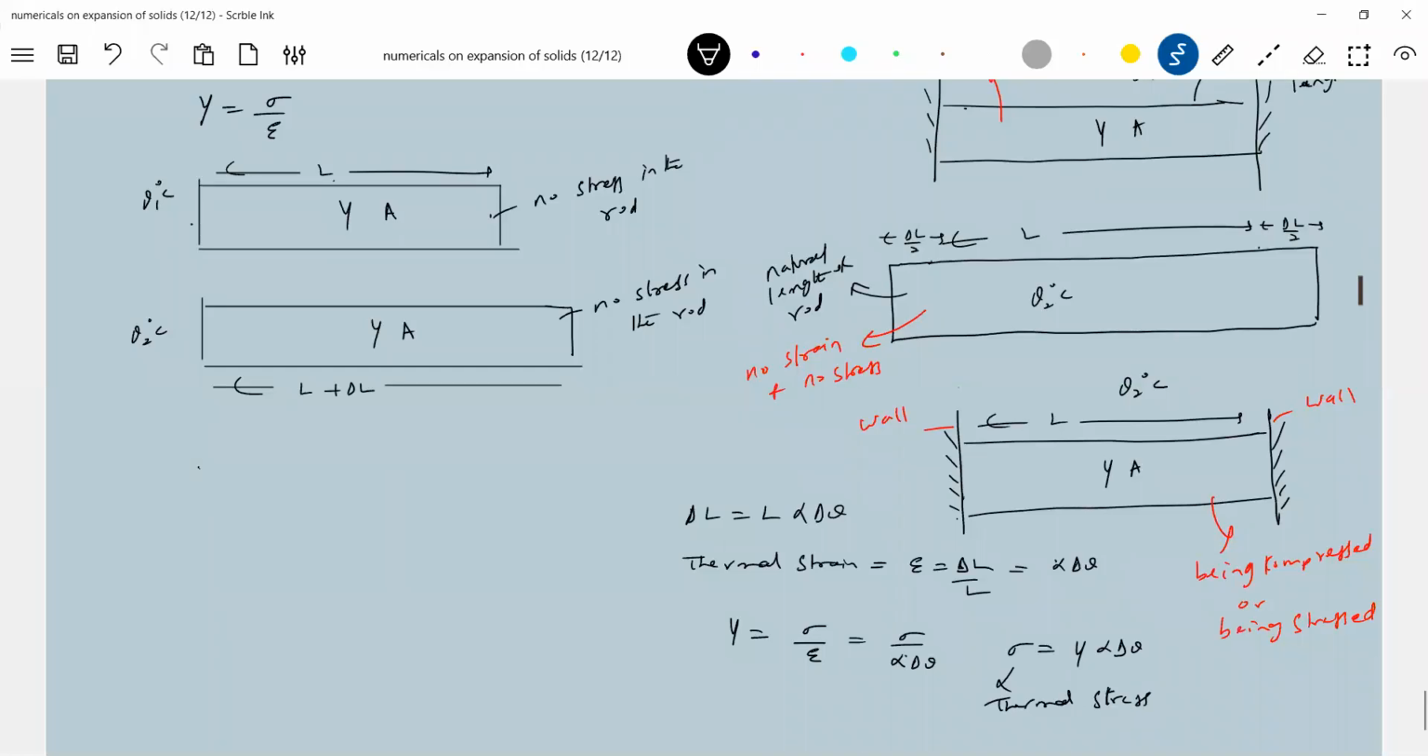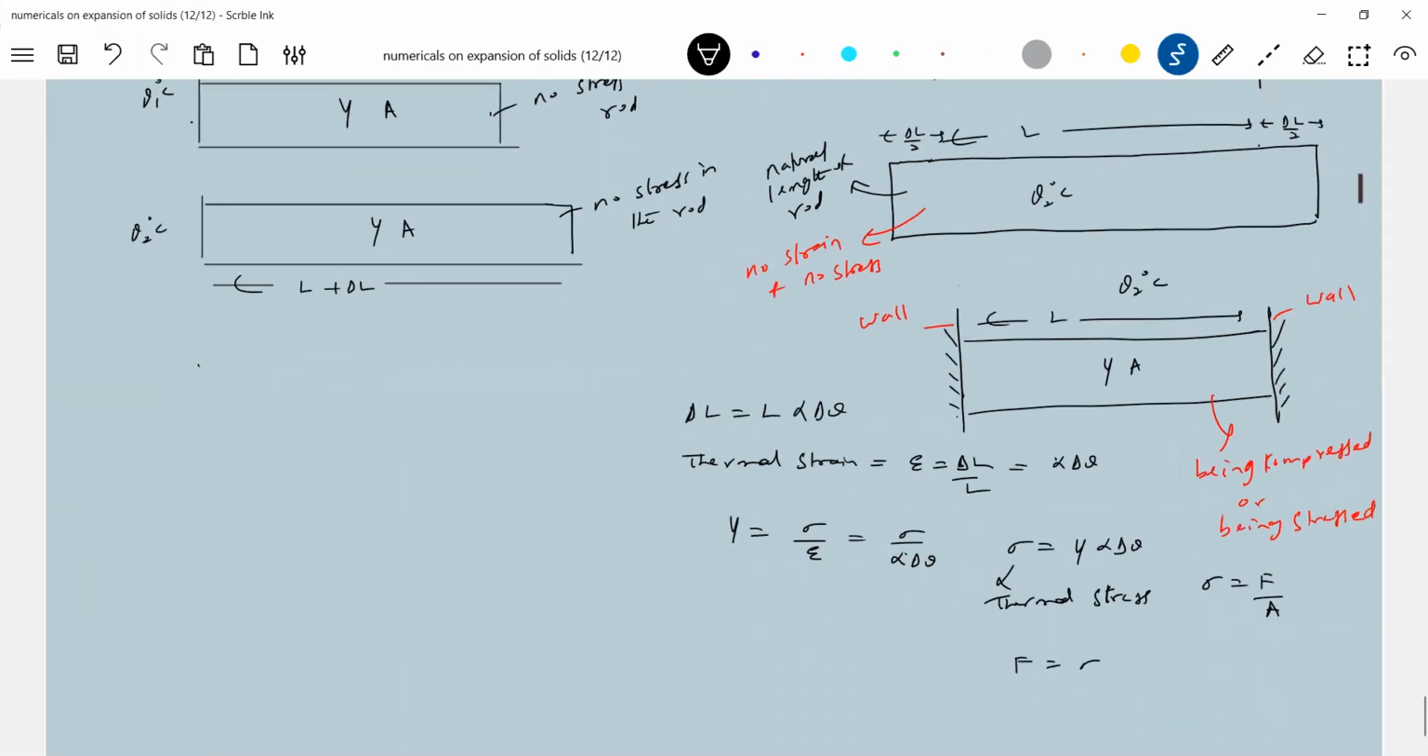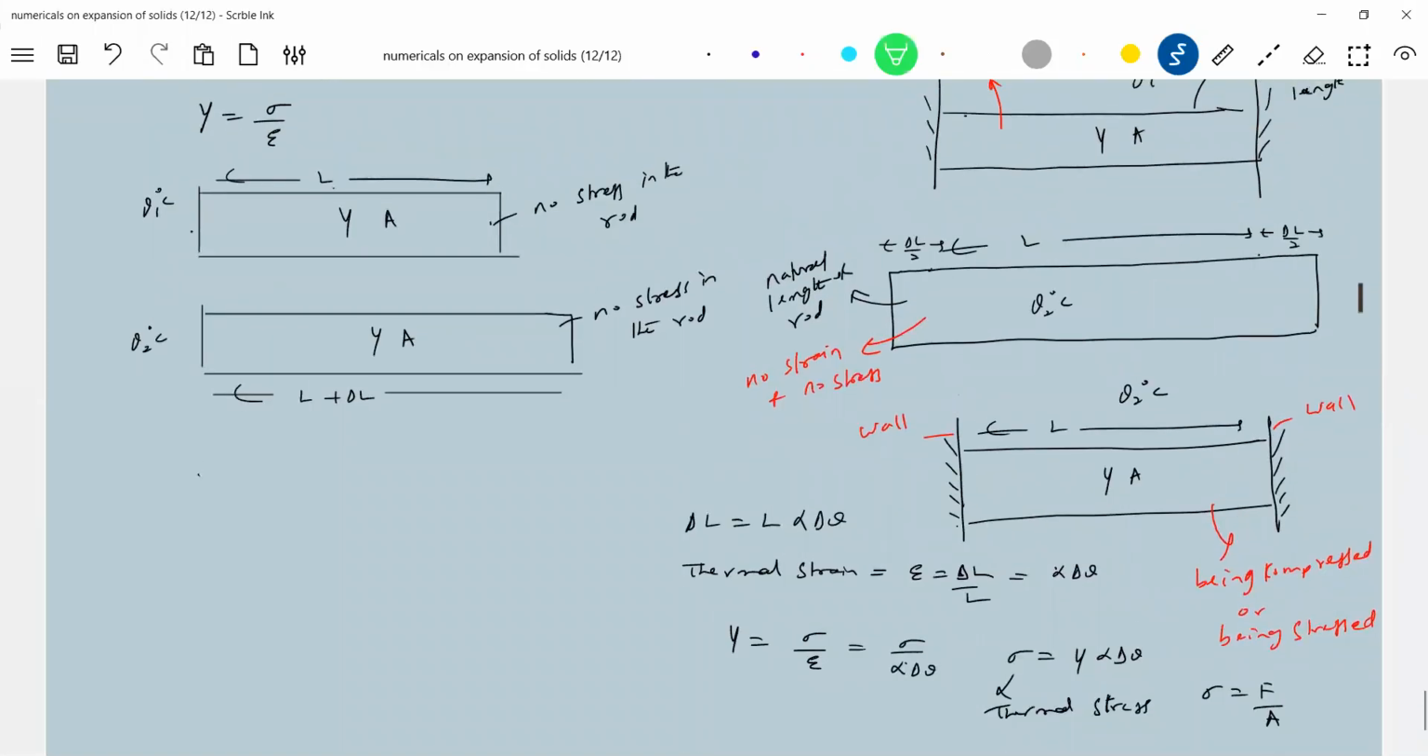What actually happens is the rod wants to expand, but the wall will not permit it. So how much stress is generated? This much: Y alpha delta theta. Sigma should be F by A, therefore F is equal to sigma into A. What is sigma? Y alpha delta theta, where delta theta is the change in temperature. What is F? F is the force set up in the rod. So we will set up a force on one side, and the wall will exert a force like this.